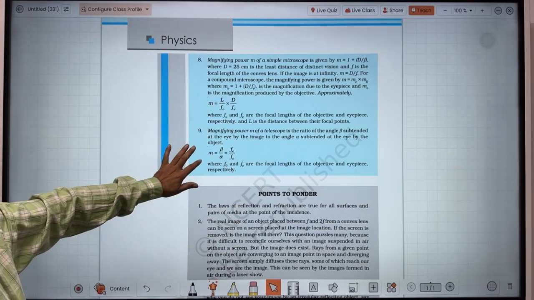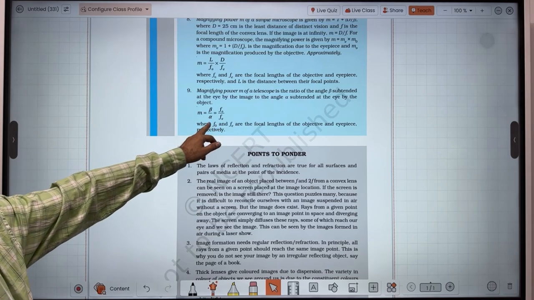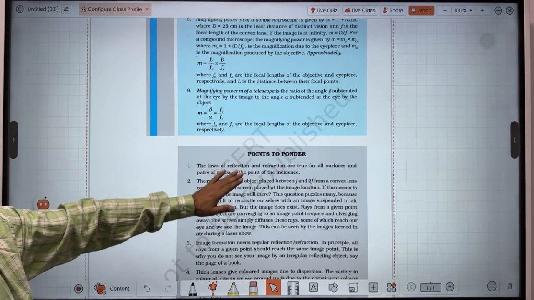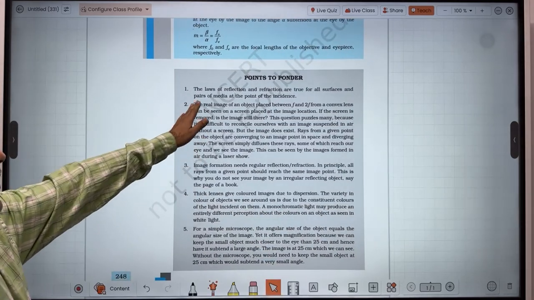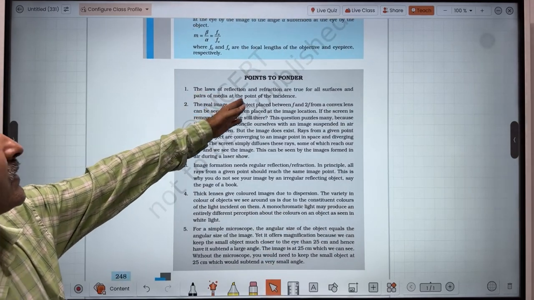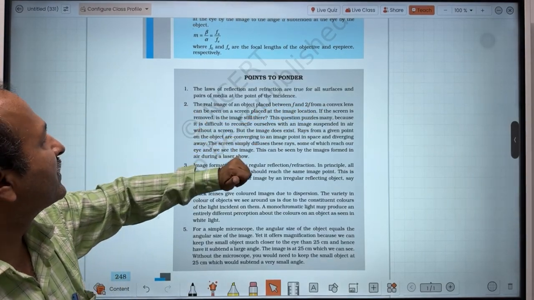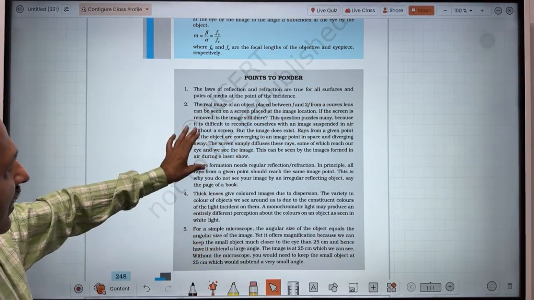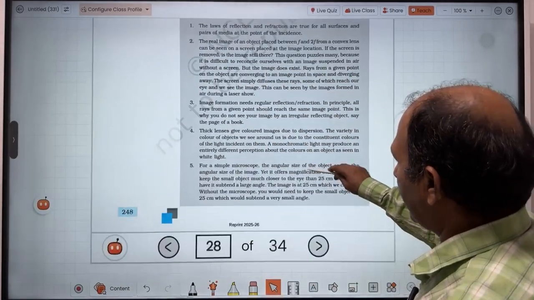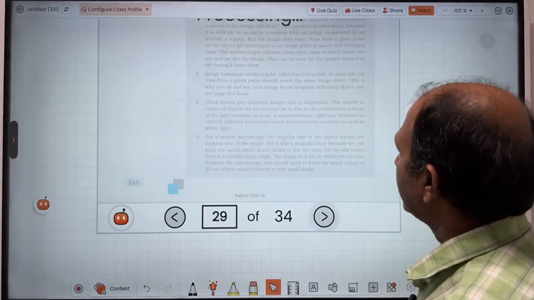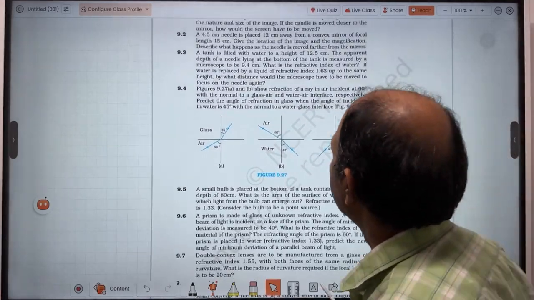the length of the tube. Then the magnifying power of a telescope, we have studied, m equals beta upon alpha, that is fo upon fe, right? And then there are certain laws that you can revise. The laws of reflection and refraction are true for all surfaces and pairs of media at the point of incidence. And there are other points also that you can study. I think you have understood. So in the next lecture we will do numericals based on it.